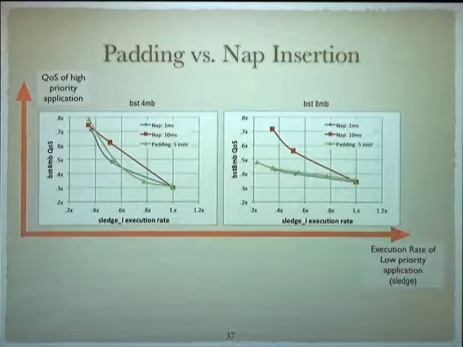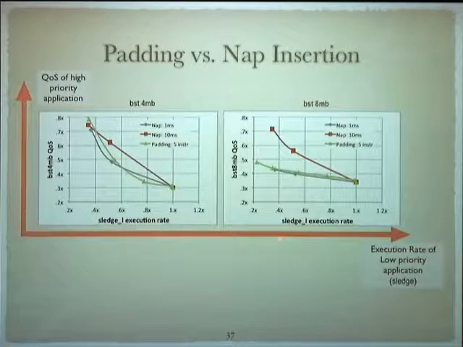So here is some performance showing padding and nap insertion in action. The y-axis here is the quality of service of the high priority application. The x-axis is the execution rate of the low priority application. From 1x to 0.4x, we slow down this application by inserting no ops, or padding, or napping. As we slow down this application, you can see the QoS of the high priority application improves, right? And there are 3 lines: napping with 1 millisecond every nap, or 10 milliseconds, and padding. In this case, we actually have really similar performance for the 3 techniques.